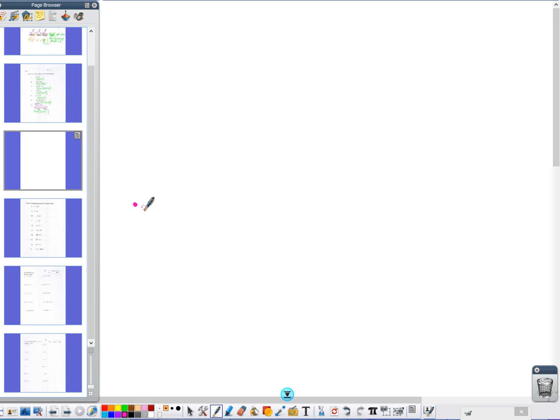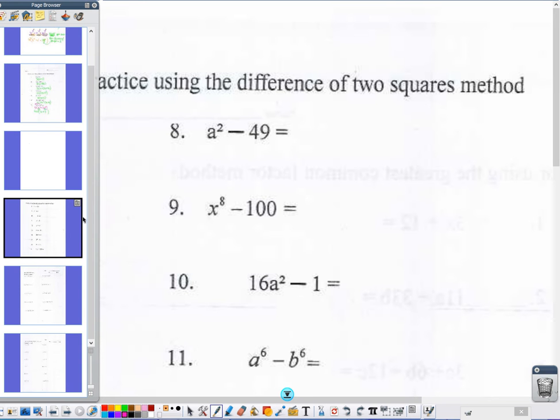Hey everybody, sorry I couldn't be there today, but I did put together a quick video trying to explain how to do two different types of factoring. The first is going to be a difference of squares, and the second one is going to be on factoring by grouping. Pull out the worksheet.